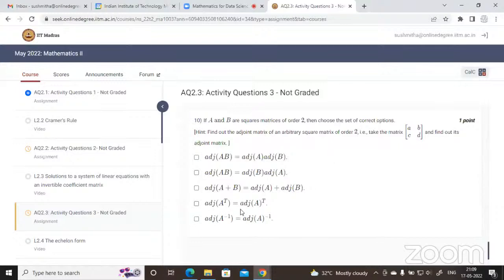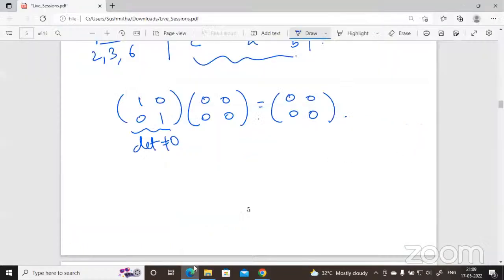This is a 2 cross 2 matrix, no? You should be able to get it easily, no? But I will not get the answer correctly. That's why. So you have A, B, C, D. What is the adjoint of this matrix? Adjoint of A, C, B, D is A, minus C, minus B, D, no?